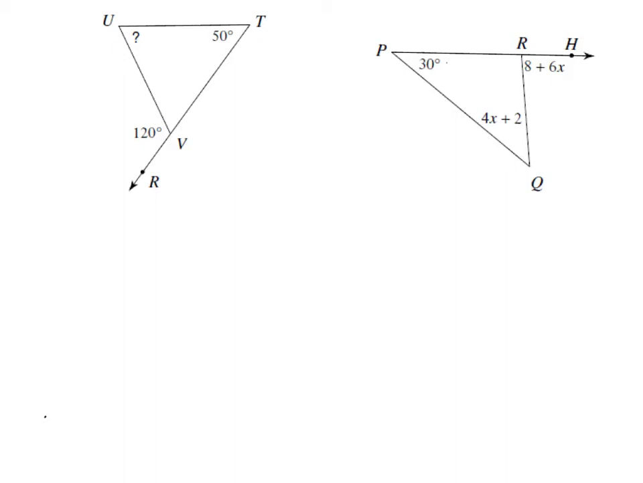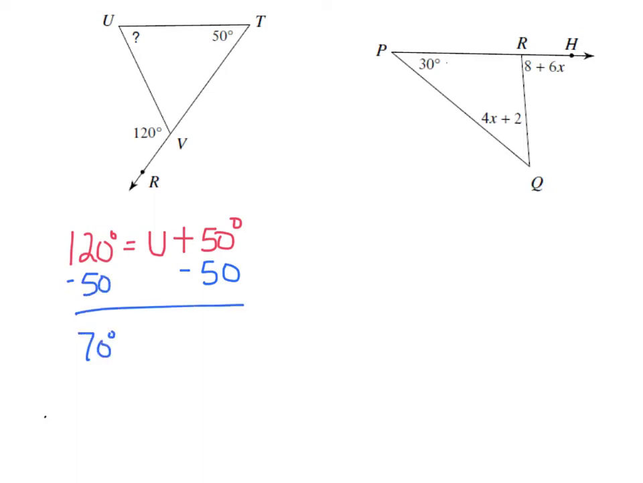Well, what do we know about exterior angles? We know that 120 degrees equals angle U, and I don't know what it is, so I'm going to use a letter, plus angle T, which is 50. So I have to find out 120 equals what plus 50. To solve this equation, subtract 50 from both sides, and I get 70 degrees. So angle U is 70 degrees, and I can write that in.